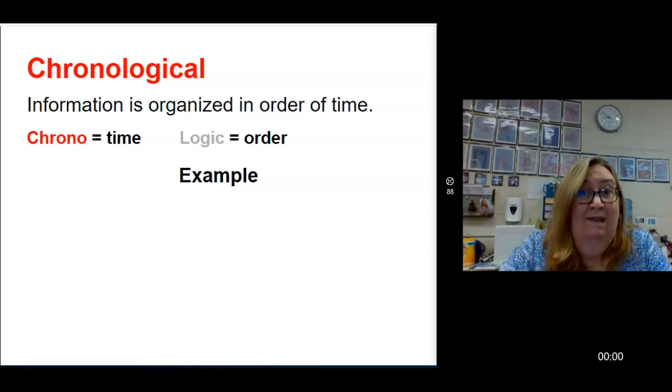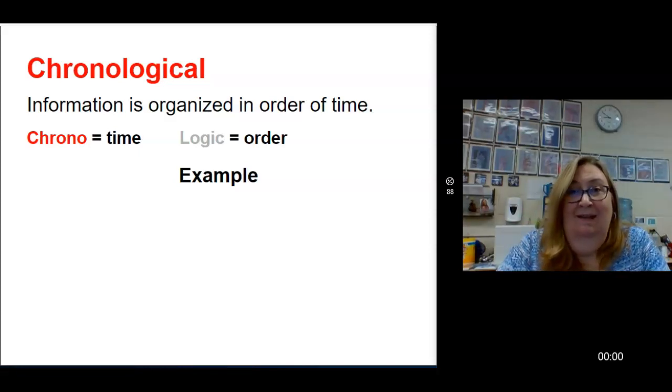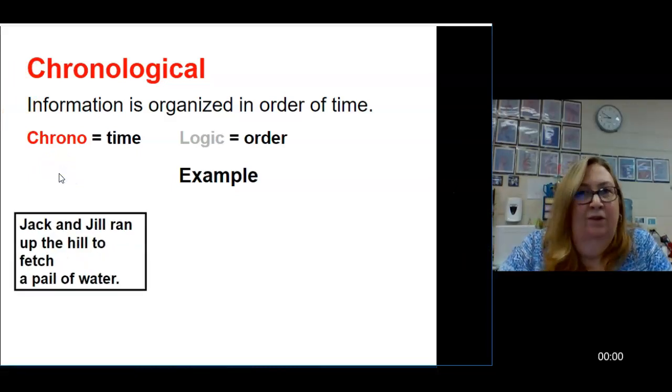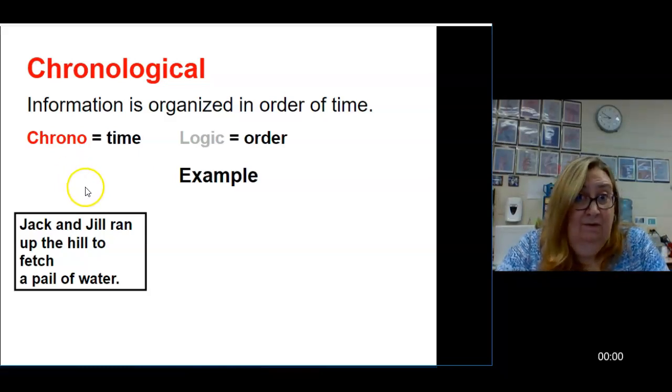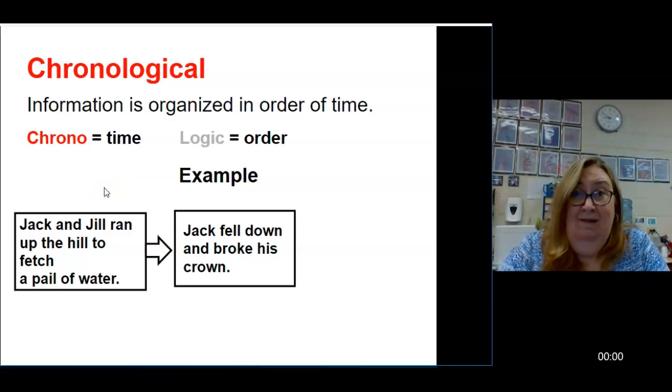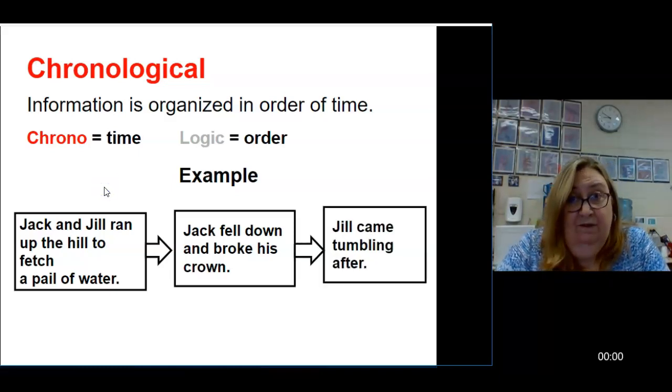Chrono is the prefix that means time, and logic is the root word that means order. So we're ordering things by the time that they happen. Look at this example. This is a nursery rhyme you've all heard, although probably not recently. Jack and Jill ran up the hill to fetch a pail of water. That's what happens first. But then, the next thing that happens, Jack fell down and broke his crown. And then finally, the last thing that happens is Jill came tumbling after. So even nursery rhymes are told in the order that things are happening.